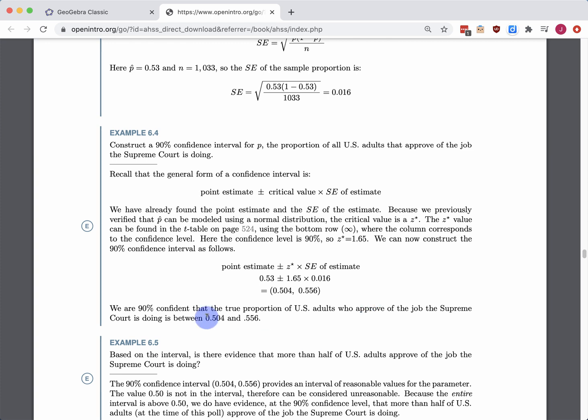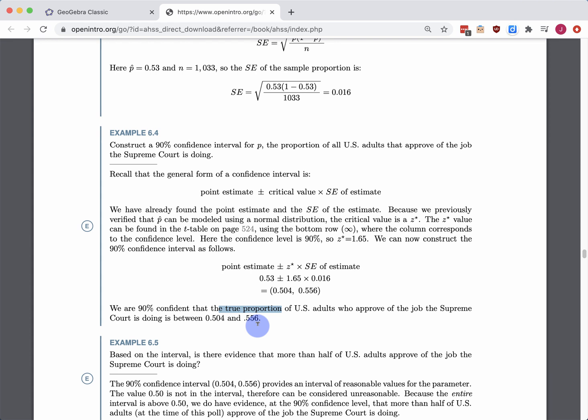So to break down the sentence, we are saying we are blank % confident, so insert your confidence level here, that the true proportion, this is referring to the population because the population is the true amount of people and then its proportion. The next part comes from the description of the question: of U.S. adults who approve of the job that the Supreme Court is doing is, and then you fill in the 2 endpoints of your interval between lower endpoint and upper endpoint. These are written as decimals, but it's also okay to write your answers as percents. For example, 50.4% and 55.6%.